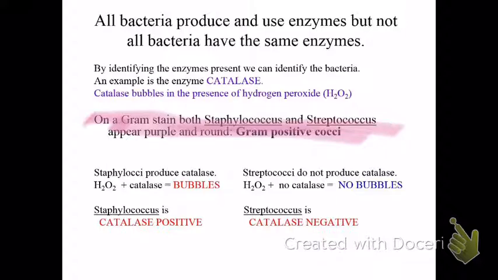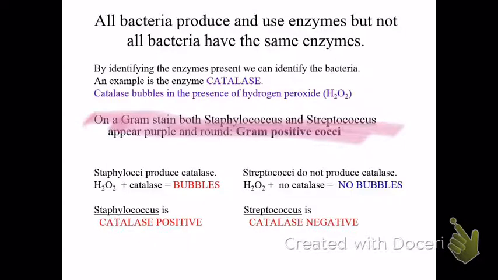So this is an easy test. You take strep and staph, put them on a microscope slide, and put a dab of hydrogen peroxide, which would be the substrate in this story. If it's staph, it's going to bubble. If it's strep, it's not going to bubble, because staph has an enzyme.